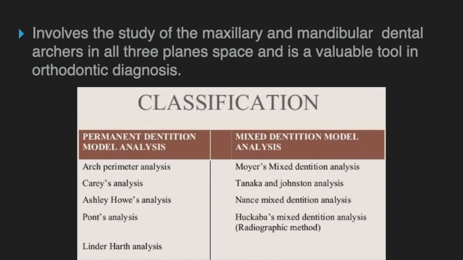The permanent dentition analysis includes arch perimeter analysis, caries analysis, Ashley-Howe analysis, Pont's analysis, Linder Harth's analysis, Korkhaus analysis, and Bolton's analysis. Whereas the mixed dentition model analysis includes Moyers' mixed dentition analysis, Tanaka-Johnston analysis, Nance mixed dentition analysis, Hokaba's mixed dentition analysis, and the radiographic method.